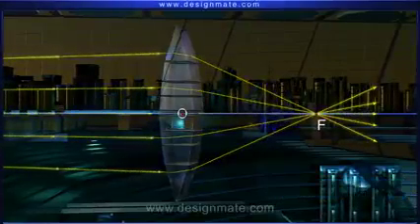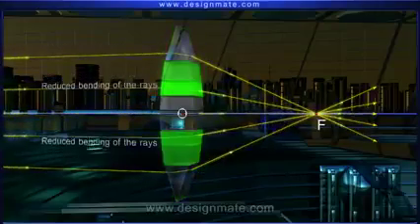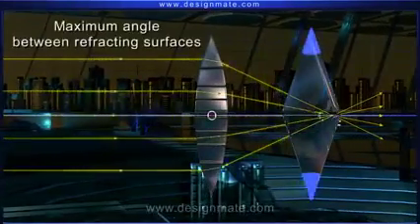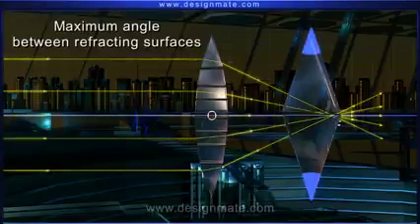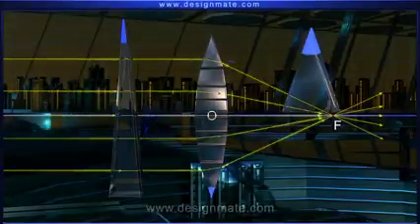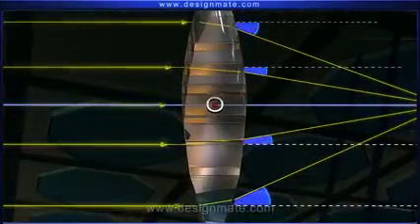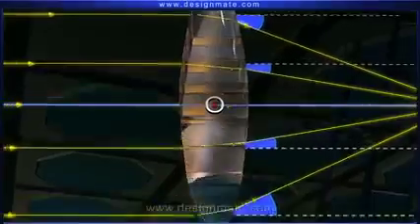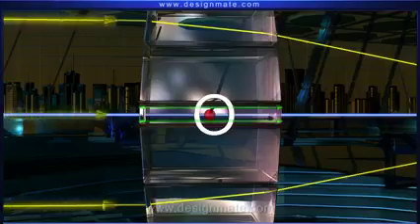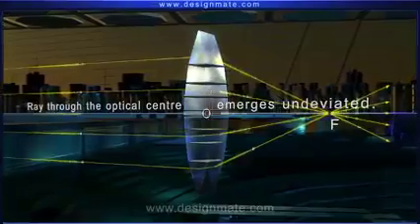We can see that the bending of rays is maximum at the top and bottom prisms, and it reduces as we move towards the principal axis. This is because the top and bottom prisms have the greatest angle between the refracting surfaces. As we move towards the principal axis, this angle reduces. This causes corresponding decrease in bending of the rays. At the center, no bending occurs for the glass faces are parallel. The ray through the optical center emerges undeviated along its original direction.